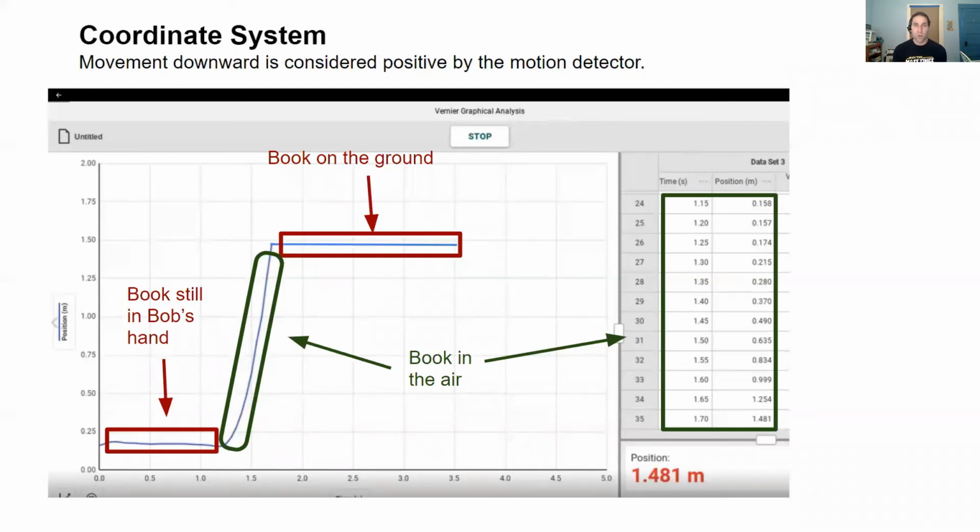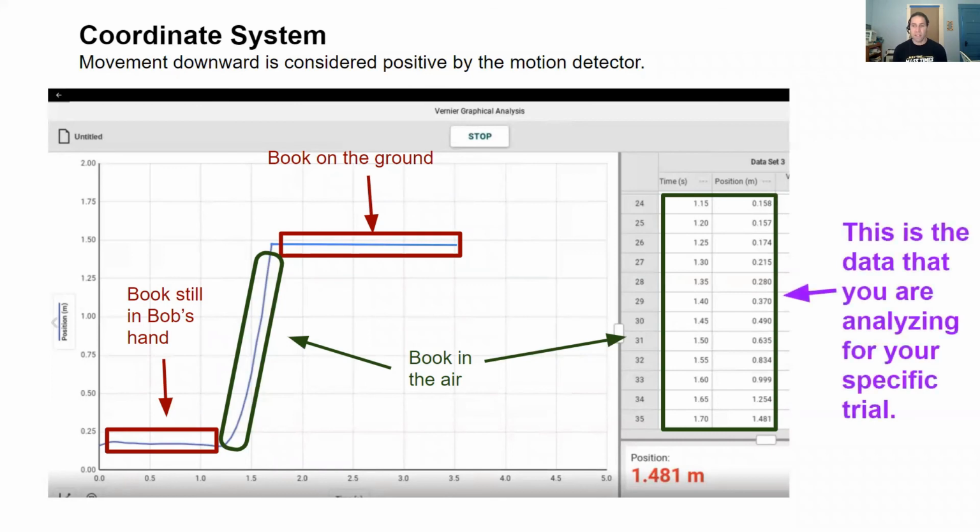In the trial that you're going to analyze individually with the help of your group, there is a certain number of data points. Usually there's at least 7, and in some cases maybe as many as 13 or 14 data points where the book was actually in the air. So this is the data that you're analyzing for your specific trial. Thanks.